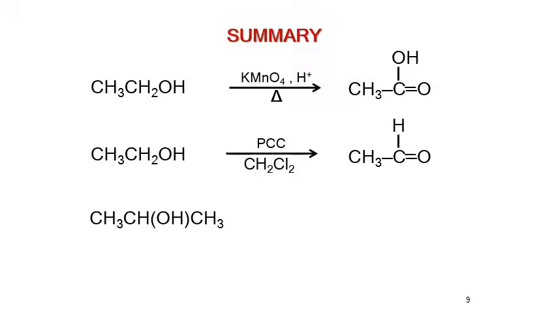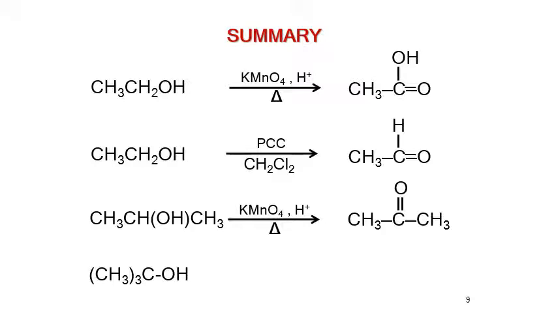Secondary alcohol example is 2-propanol treated with KMnO4 H+ heat or maybe PCC in inert solvent. It will form the product ketone, named propanone. For the tertiary alcohol, example is 2-methyl-2-propanol treated either with KMnO4 H+ heat or PCC in CH2Cl2, thus no reaction produced.